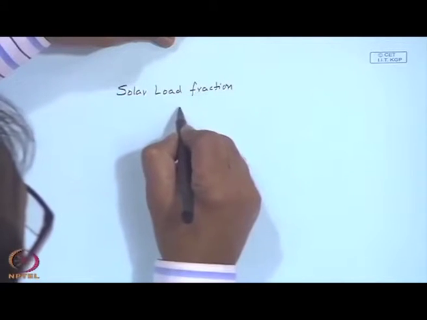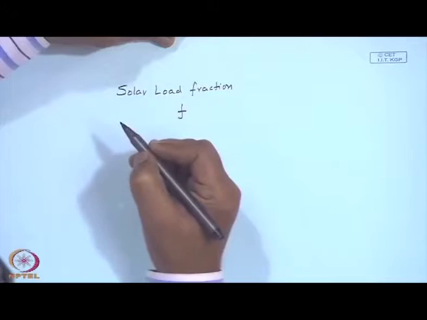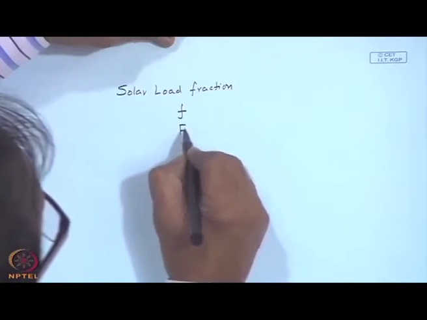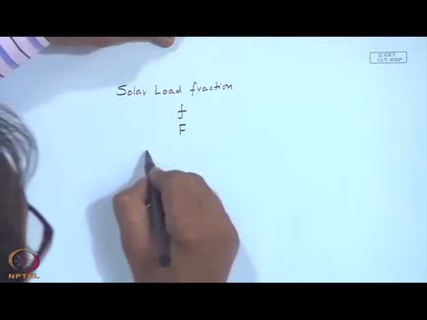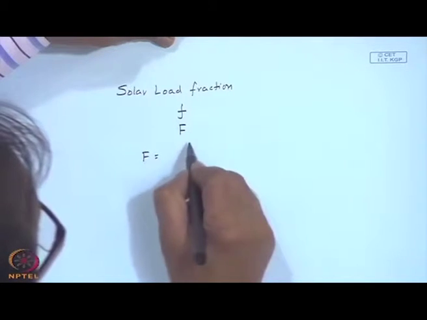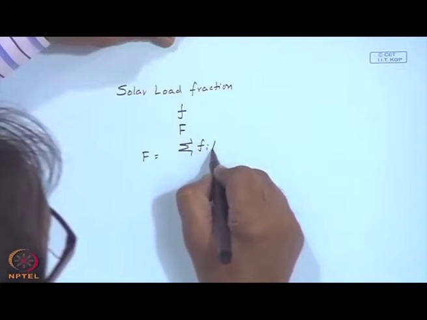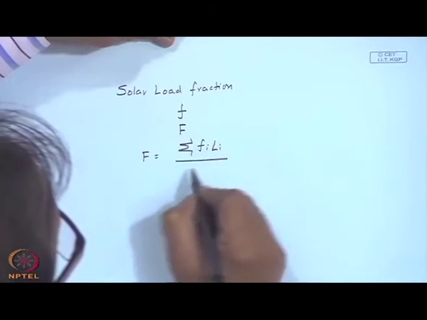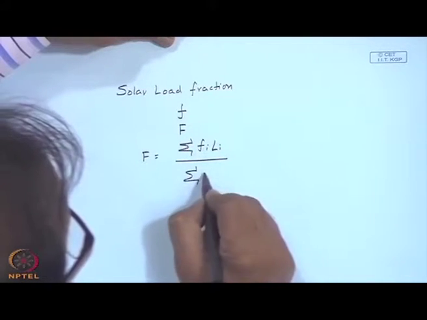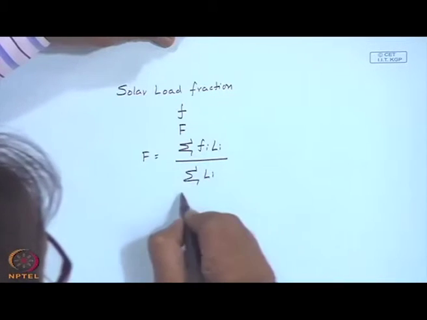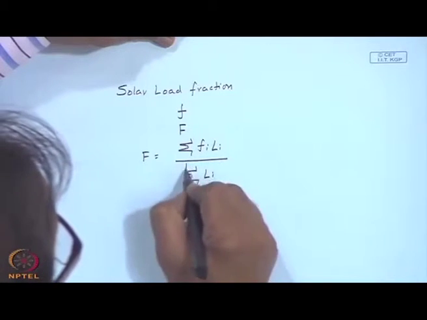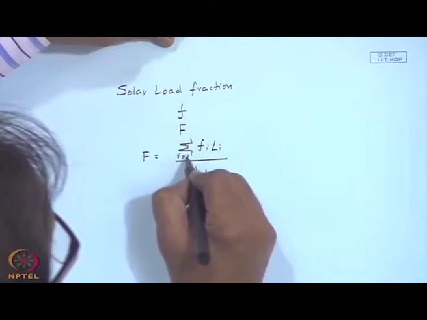On a monthly scale it is indicated by small f, on a yearly scale by capital F, where this capital F will be a summation of weighted averages of the monthly solar fractions f_i with the load on the system every month L_i, i equal to 1 to 12 for the 12 months.